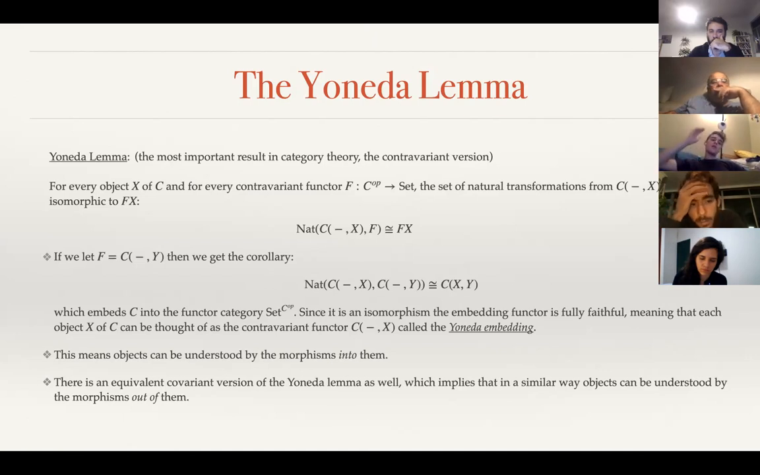So for every object X and every contravariant functor F, we're going to have an object and a structure on the object. The set of natural transformations from C(-, X), which is a functor, a presheaf actually, that takes in a value C of the category and gives you all of the morphisms between C and X. So X is our special object that we're concerned about. We want to know about X.